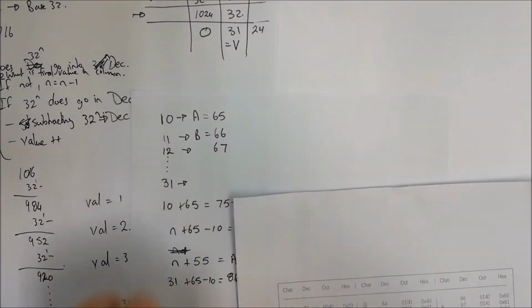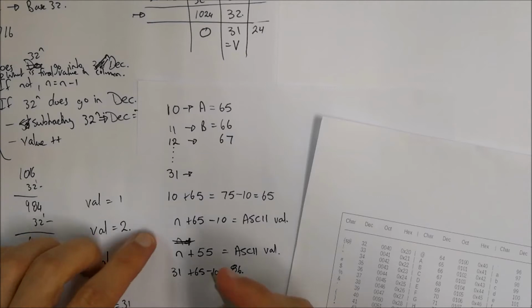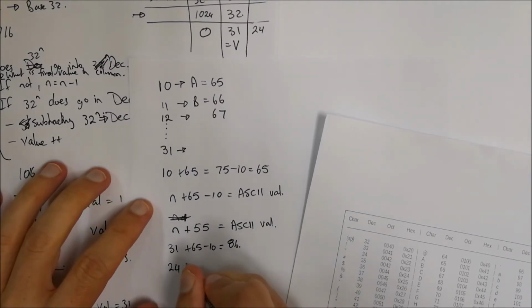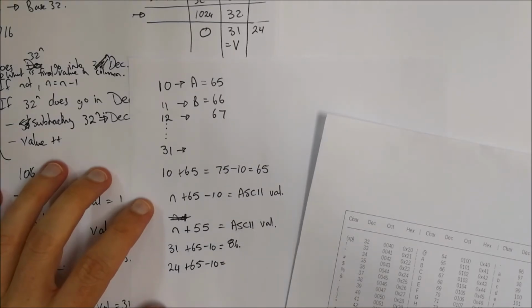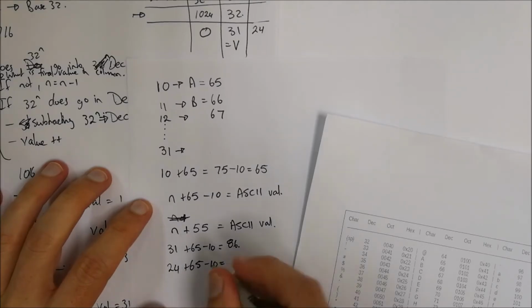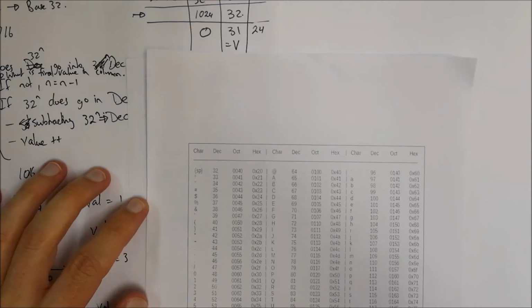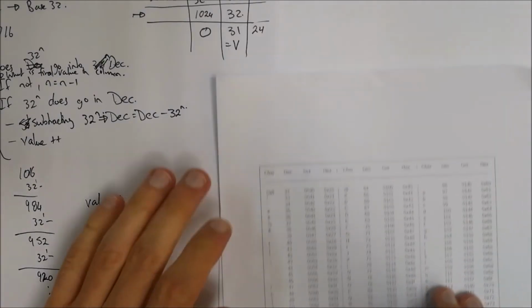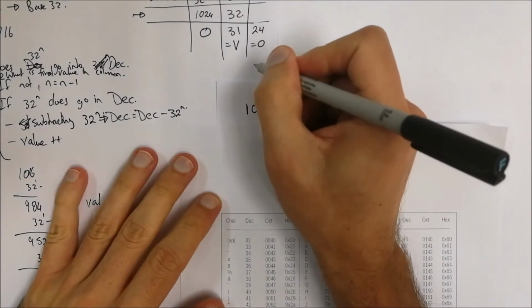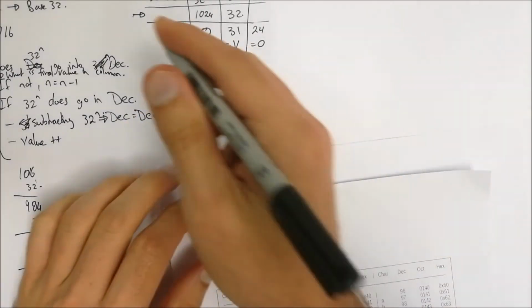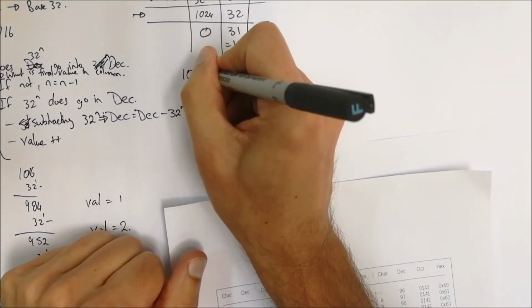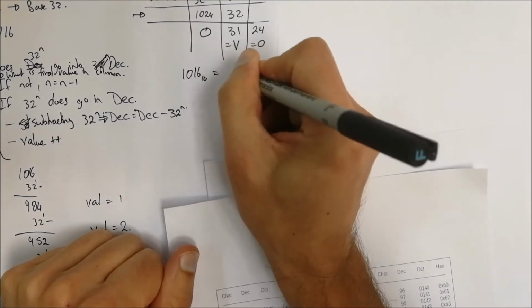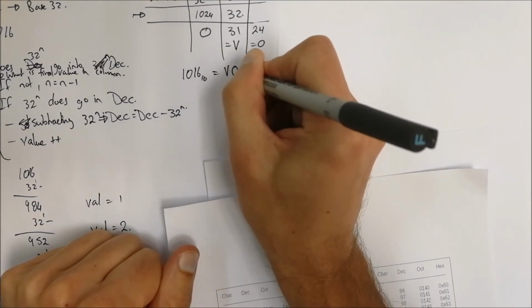Let's have a look at 24, because now that 24 also has to be converted. Okay, so 24 plus 65 minus 10 is equal to 79. What's the 79th value on the ASCII table? That's the letter O. Okay, so we know that that 24 is equal to an O over there. So we can comfortably say that 1016 in decimal is equal to VO in base 32.